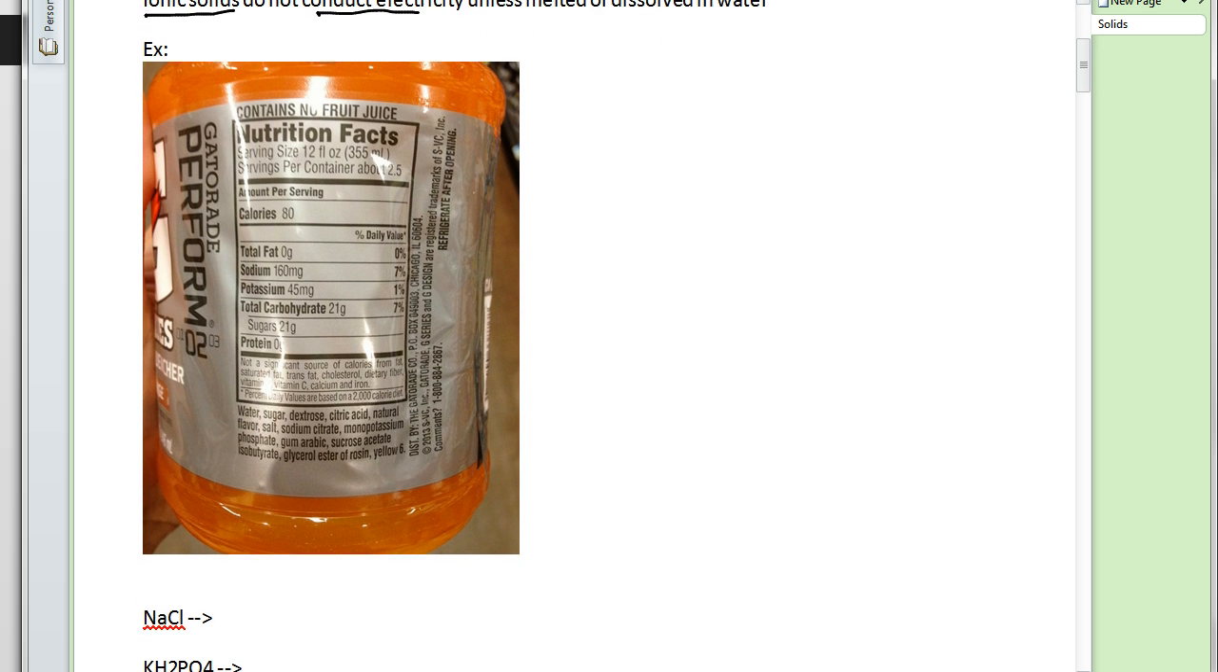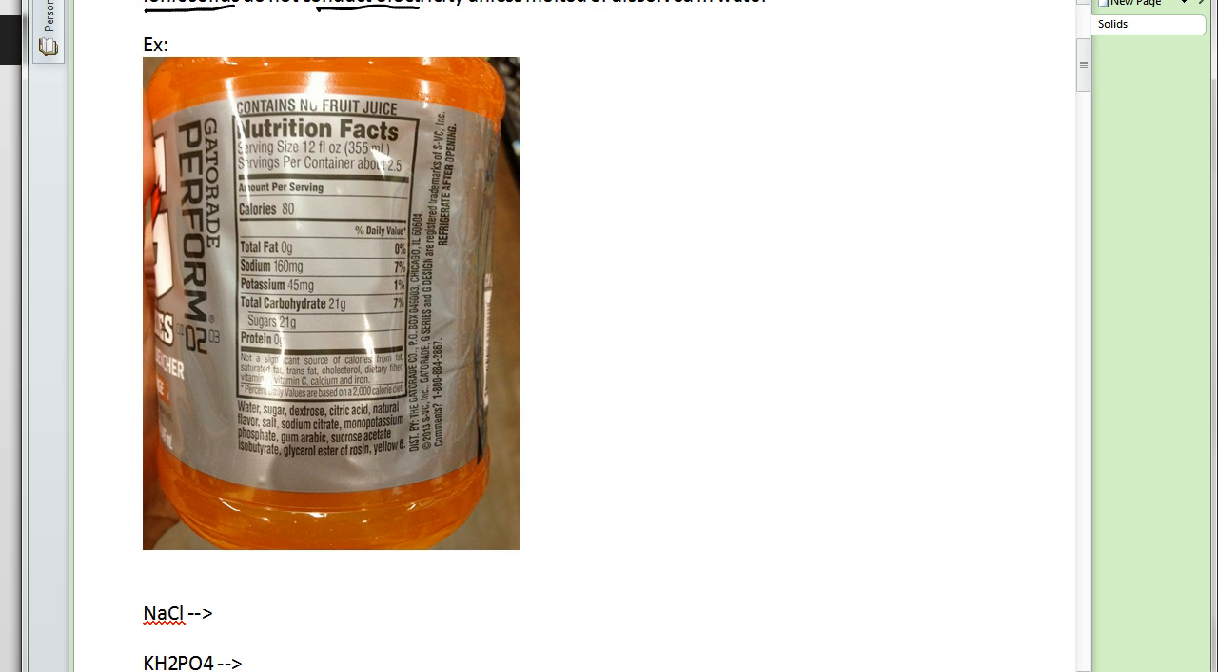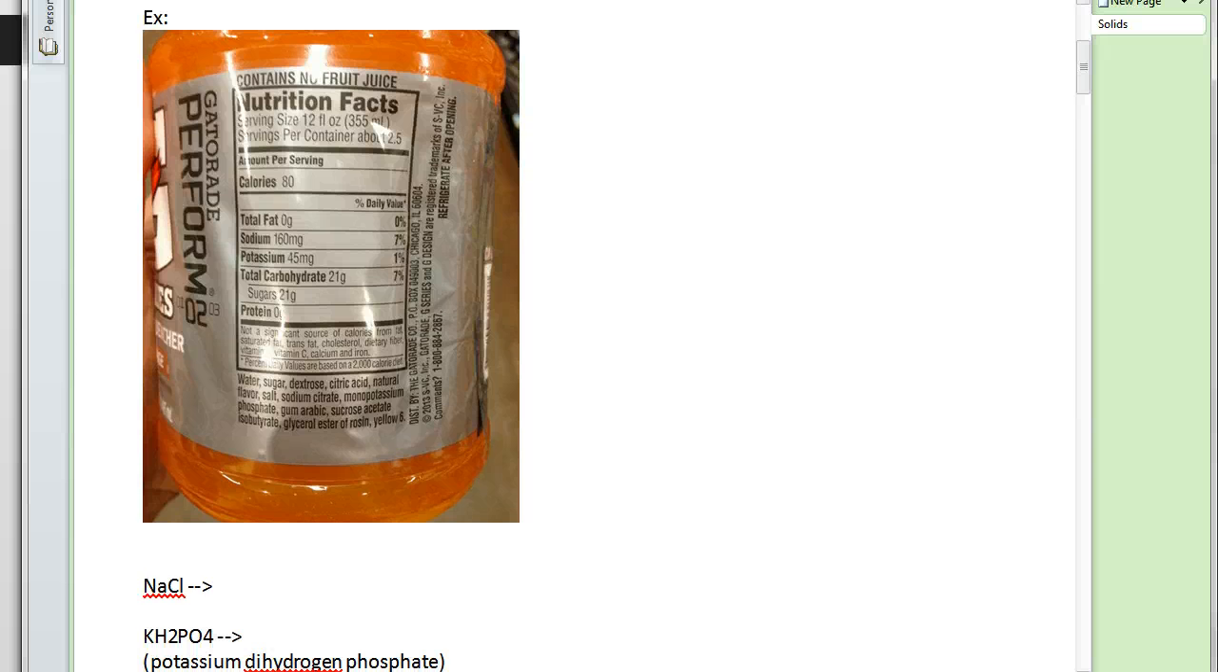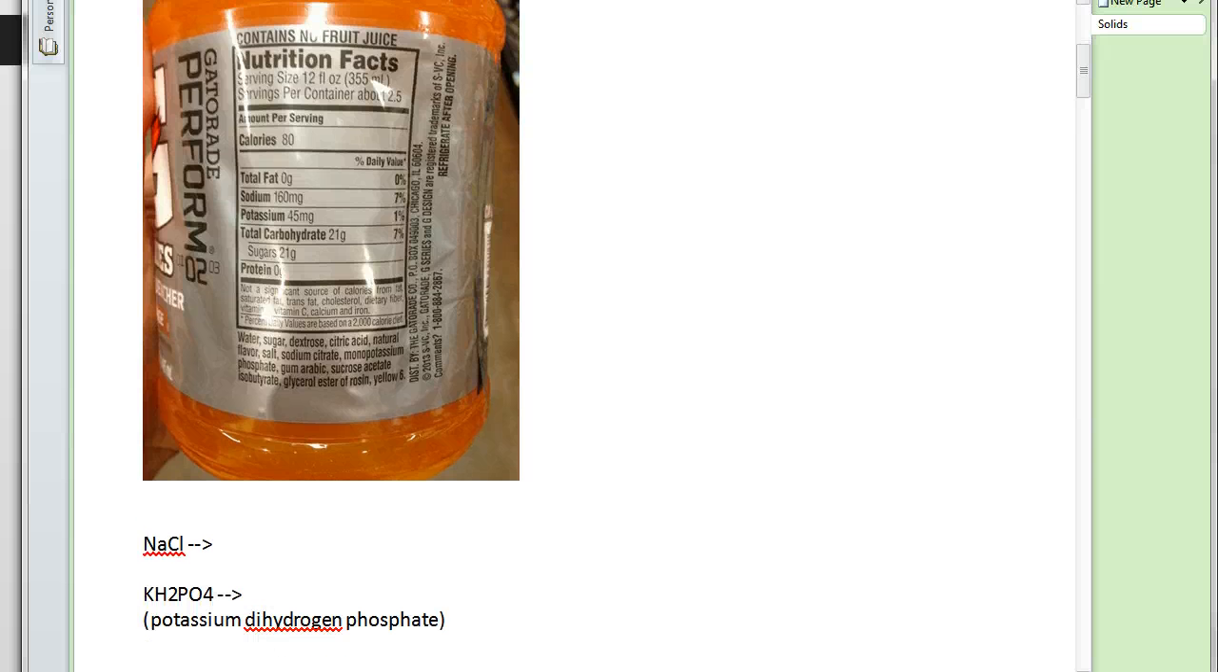Scrolling down here, this is an image from a Gatorade bottle. Gatorade is marketed as having electrolytes, to help you replace electrolytes that you lose when you sweat a lot, during physical activity. The two main electrolytes in Gatorade are salts: sodium chloride, as we know, and potassium dihydrogen phosphate, which Gatorade likes to call monopotassium phosphate, which is just a trade name or common name for potassium dihydrogen phosphate.